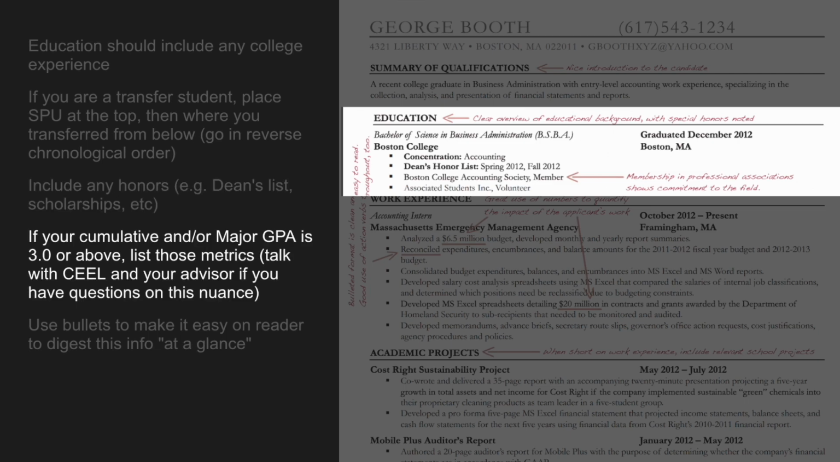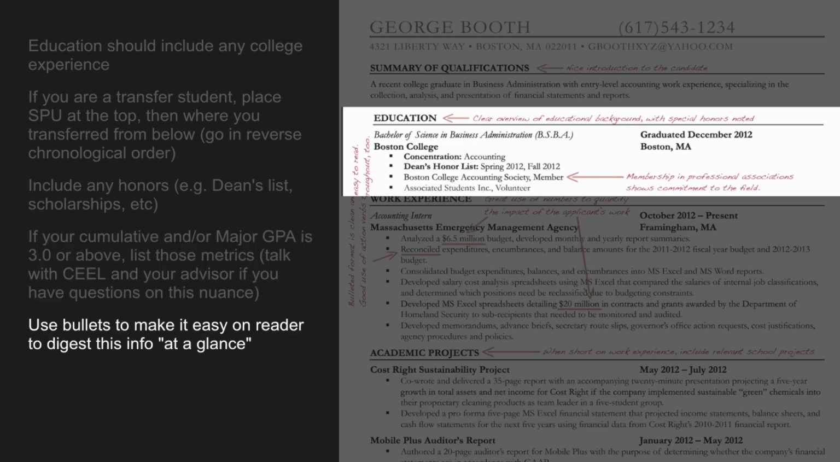A note on your GPA. If your cumulative or major GPA is 3.0 or above, you should list these metrics. You should talk with CEEL and your advisor about this nuance. The key insight here is that the GPA is a signal, on paper at least, to the quality of candidate that you are. It's one metric, but it is an important metric, and recruiters and hiring managers will look at that metric. Use bullets to make all of this content easier to read.